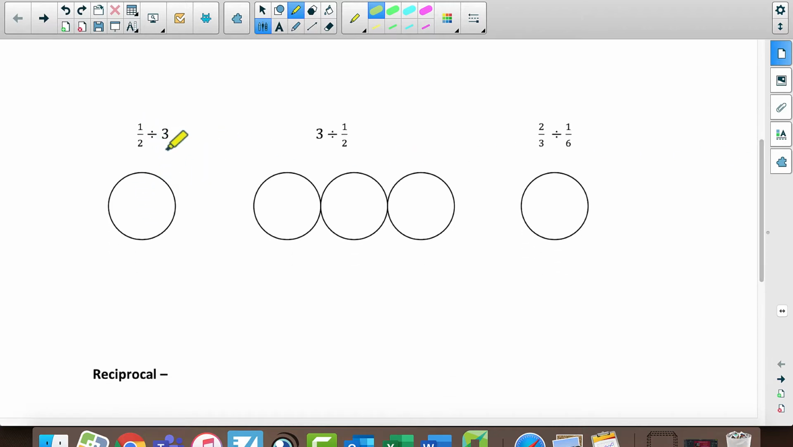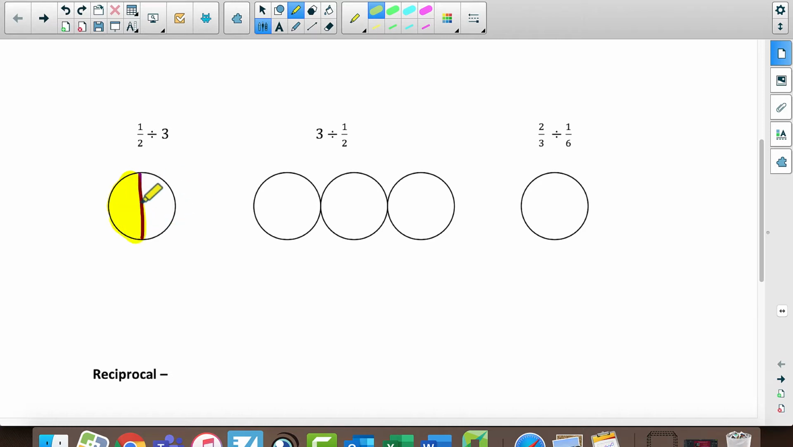The first thing I have is 1/2 divided by 3. And I've put a whole here. What I'm going to do is represent 1/2. So what would I do? I'd break it into 2 equal pieces. I'm sorry if it's not perfect. And I would shade in 1/2 of it. So this yellow bit right here is 1/2.